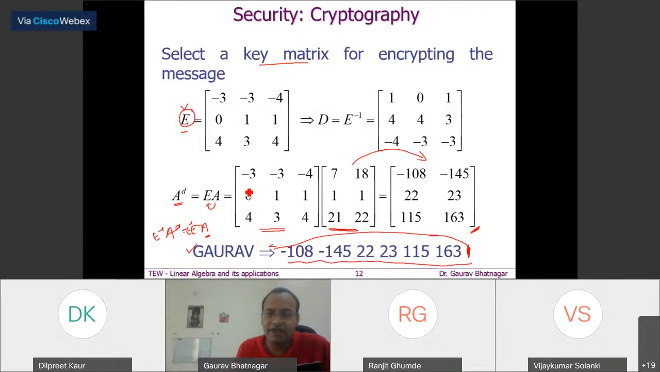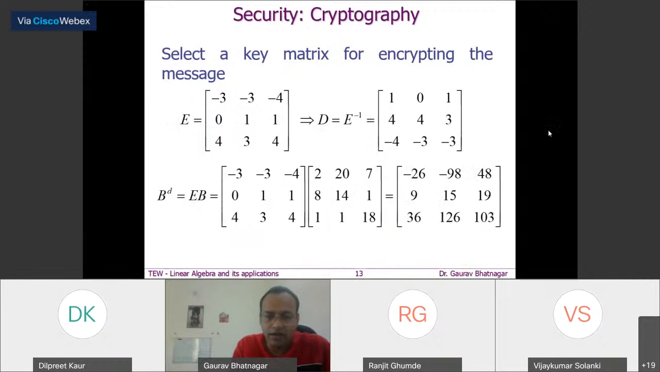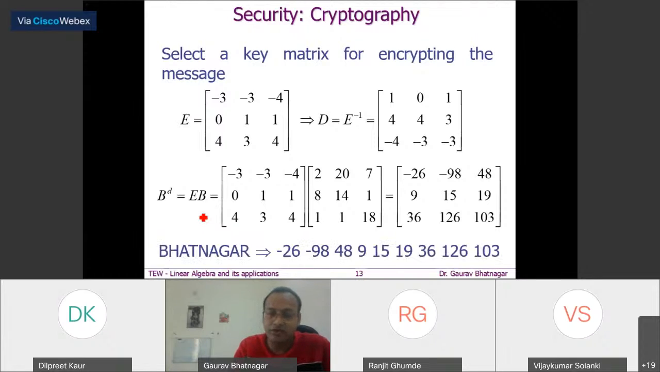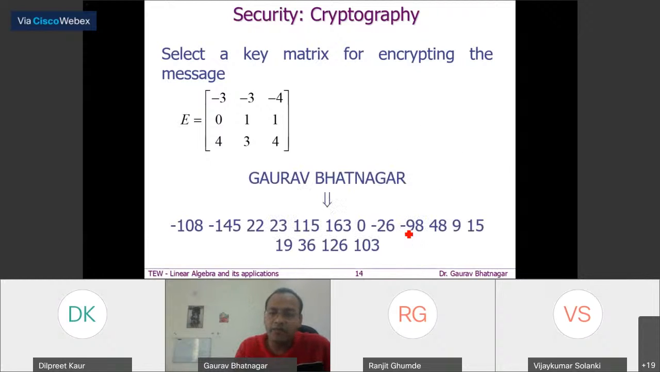So again, as I mentioned, for the reconstruction this matrix has to be invertible. The inverse of this matrix, let us denote by D. Now in the same manner, we can convert the other word as well. So Bhatnagar is also going to be converted into a vector of some positive and negative values. And this is going to be the final value. And hence, the complete word Gaurav Bhatnagar is now written in the form of this particular vector.